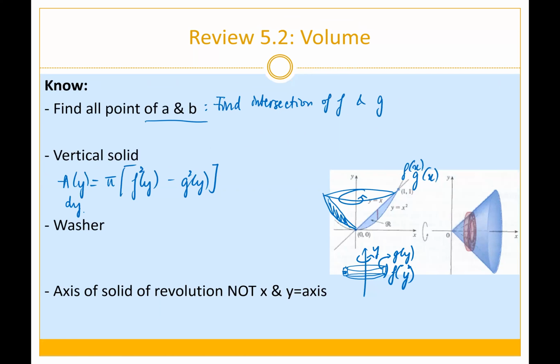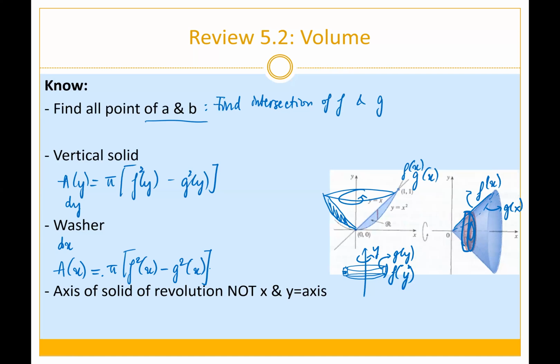Another thing is the washer. A washer is when you have a hole inside, something like this. To do that, again, it's a similar thing. You have thickness, now it's dx. Remember, this is the thickness. If you draw it out, it will be very easy to see. The area is again outer radius minus inner radius, and each of them is a circle, so you have pi. The outer radius is f(x), the inner radius is g(x). So we have pi times f(x) squared minus g(x) squared.